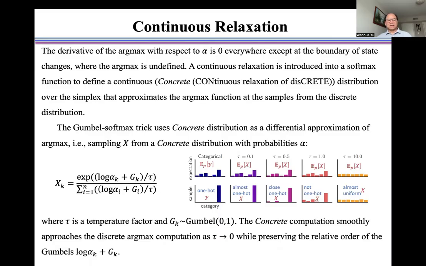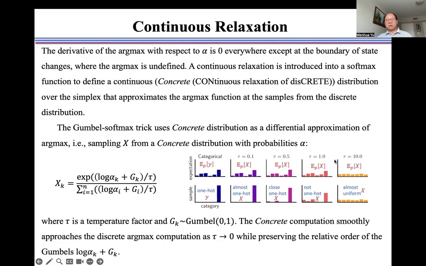The Gumbel-softmax trick uses a concrete distribution as the differentiable approximation of argmax, namely sampling x from a concrete distribution with probabilities alpha as shown here, where tau is a temperature factor and g_k is sampled from a Gumbel distribution. The concrete computation smoothly approaches the discrete argmax computation as tau tends to 0, while preserving the relative order of the Gumbels, as shown here.